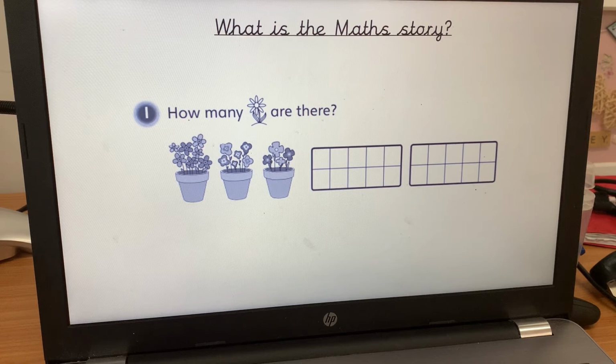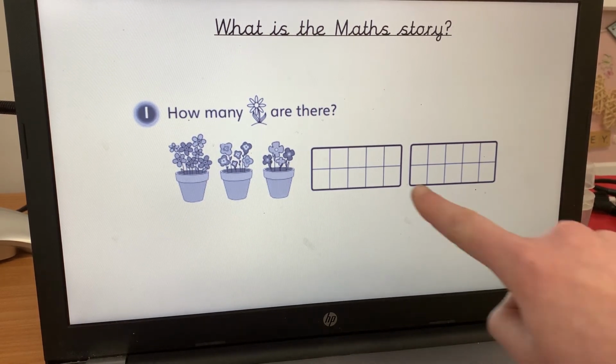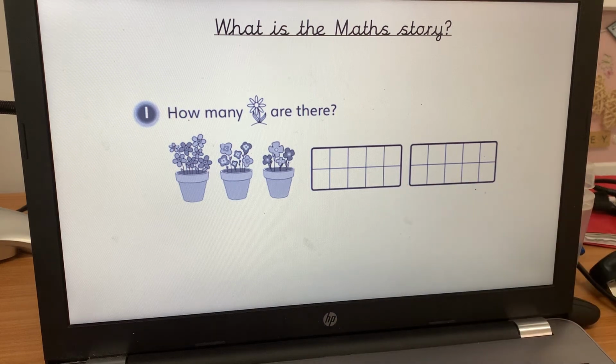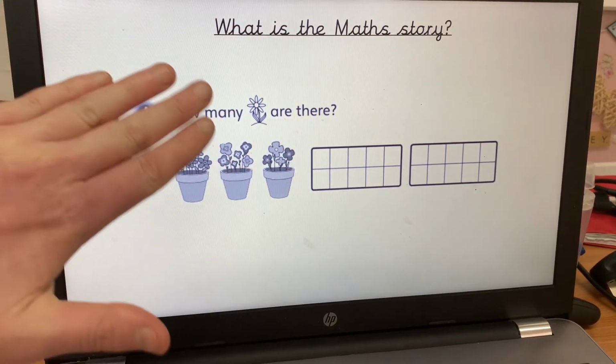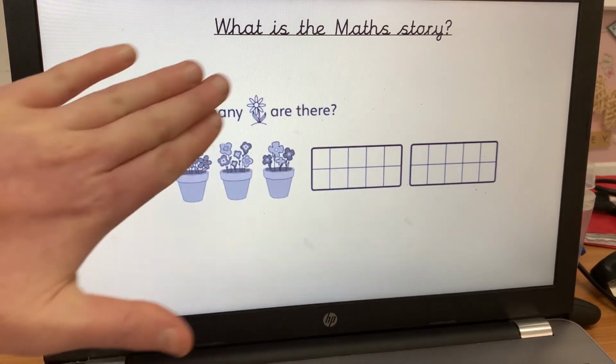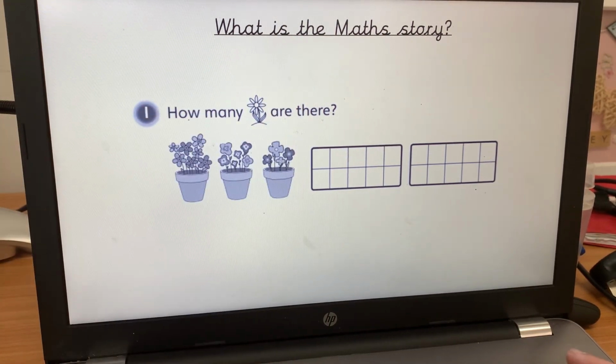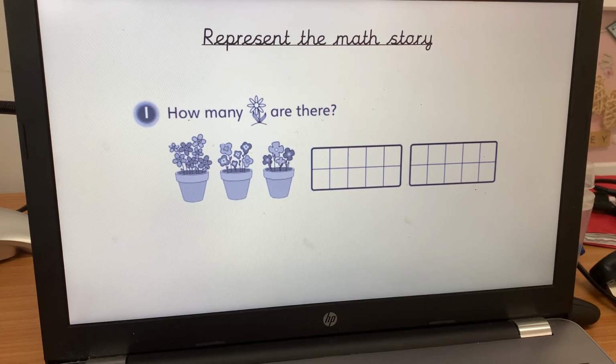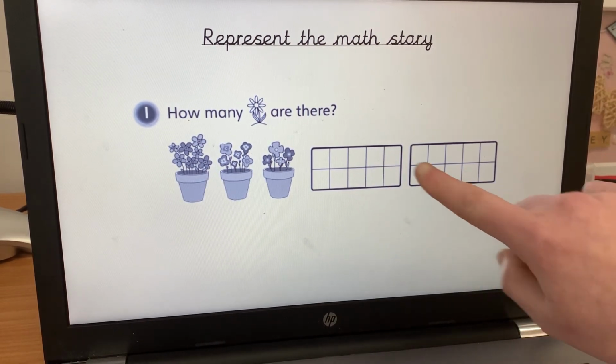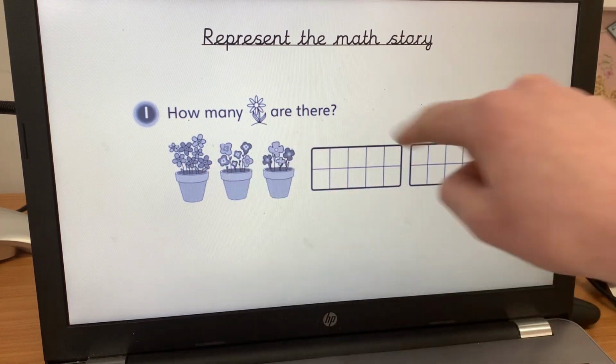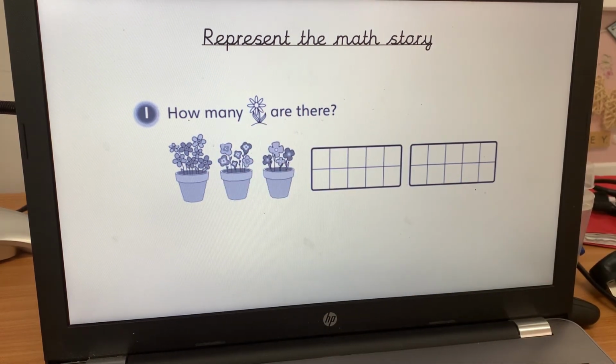Let's have a look at our math story this time. So how many plants are there? And again, we're using our 10 frames to represent it this time. So we need to know how many plants there are all together. We're adding the 3 flower pots together. So I want you to see whether you can create your own 10 frames and see whether you can represent how many flowers there are all together. So pause the video so you've got a bit of time to do that before we move on.